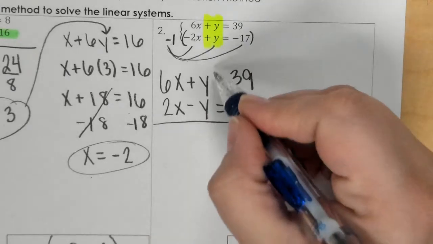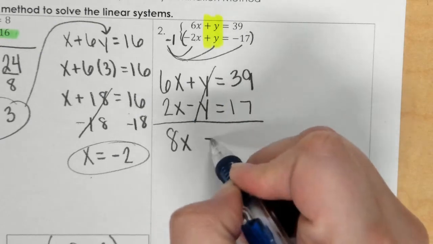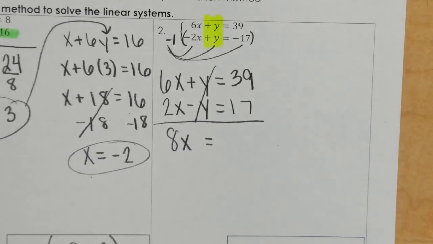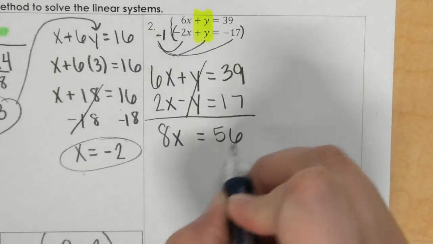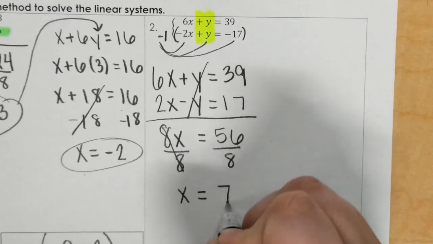I can eliminate my y's, and 6x and 2x become 8x, and 39 and 17 become 56. I divide by 8, and x is 7.